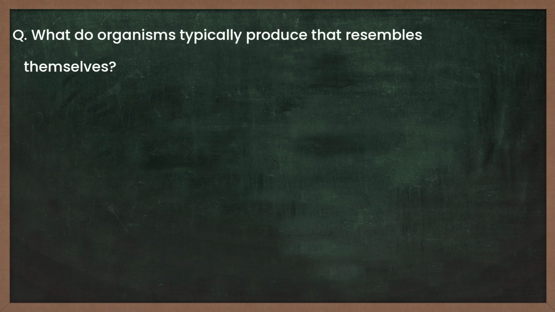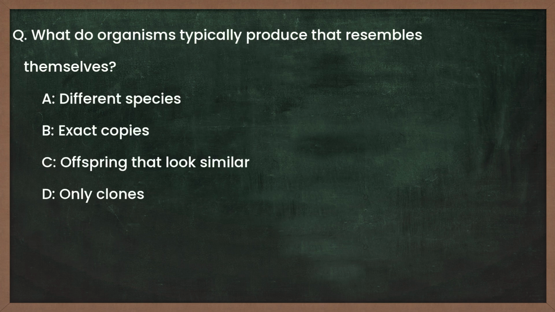Question: what do organisms typically produce that resembles themselves? Option A. Different species. Option B. Exact copies. Option C. Offspring that look similar. Option D. Only clones. You have 5 seconds to answer the question.